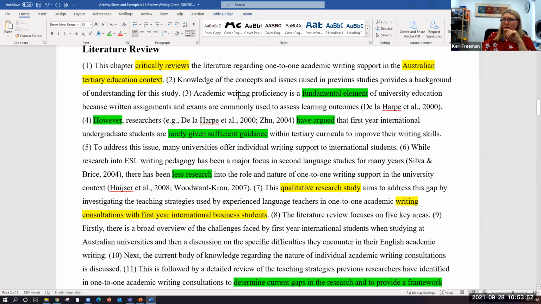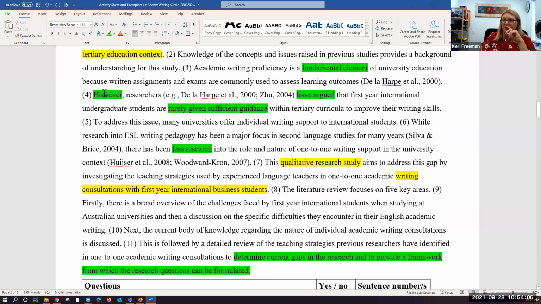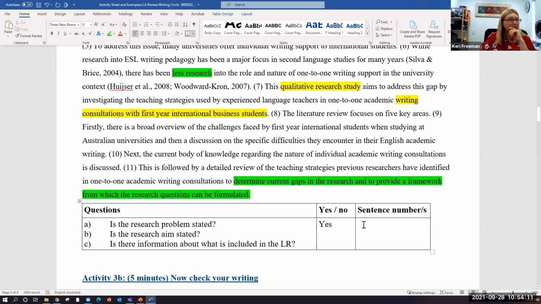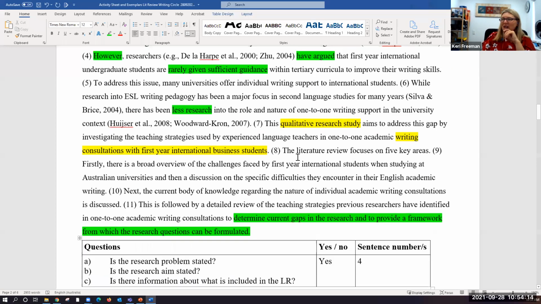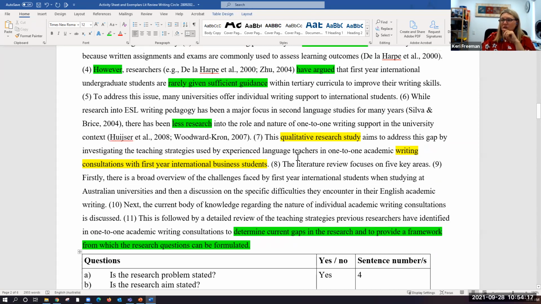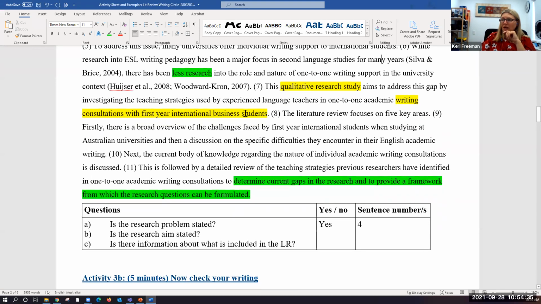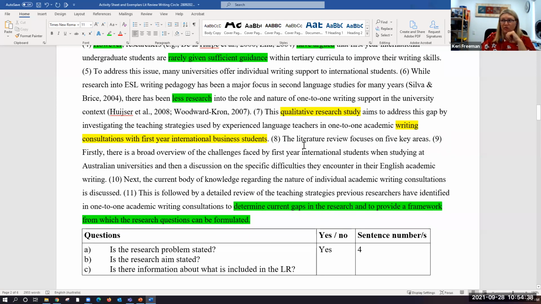So the research problem, that's probably not a problem, is it? It's just stating a fact. So potentially it's this, isn't it? They're not given the guidance that they need. Do you agree? Oh yeah, thank you. Someone said sentence 4. Anywhere else that there's something to do with the research problem? Not really. I mean, this is the gap, isn't it? That's the gap, sentence 6. All right, is the research aim stated? Well, it's aiming to address the gap.